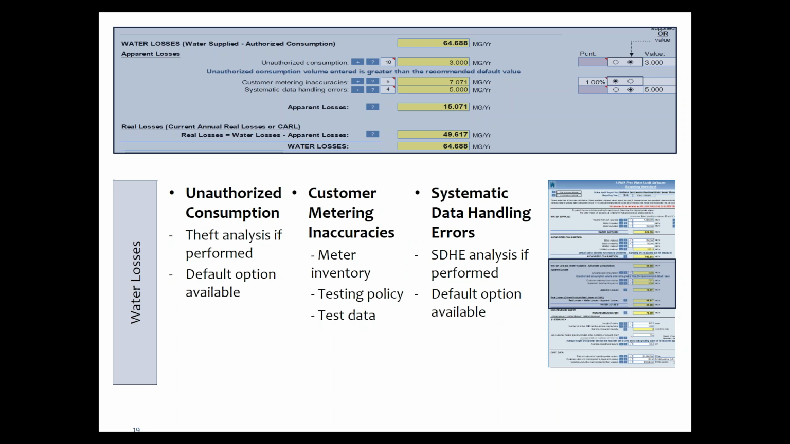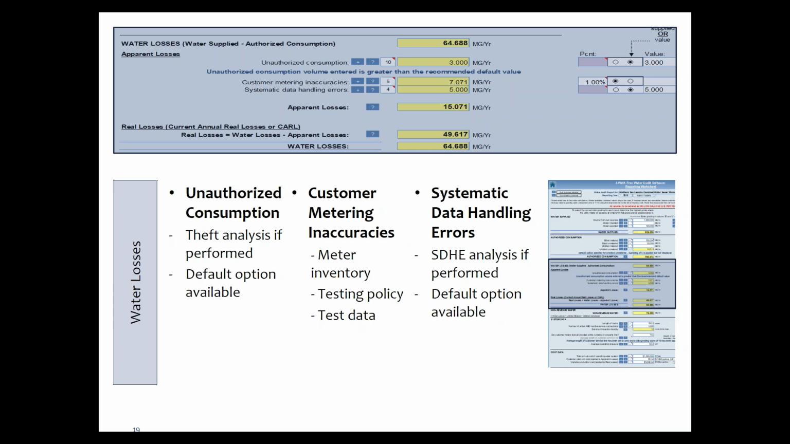Our water losses are broken up into two categories, apparent losses and real losses. The real losses are the physical leaks in our system, and the apparent losses, you can see, are broken down into three components here: our unauthorized consumption, customer metering inaccuracies, and systematic data handling errors. Again, over on the right-hand margin, two of the three of our apparent loss input areas do have a default option available, and you have the option to report that as a percentage or as a known volume.